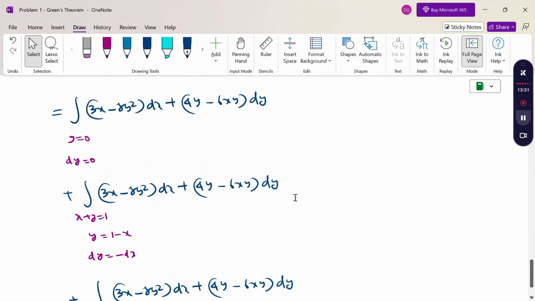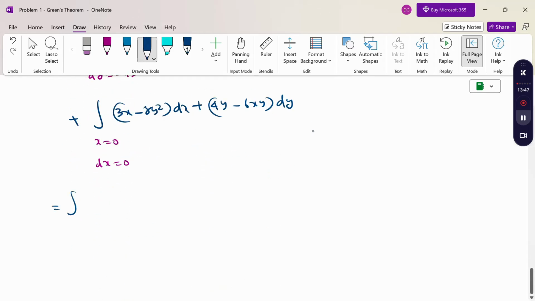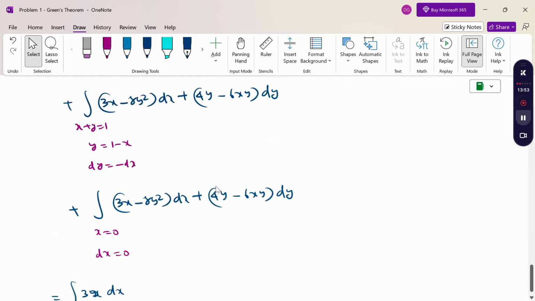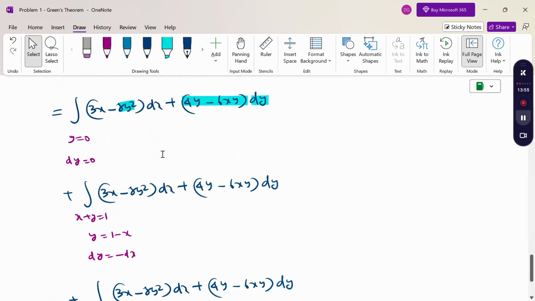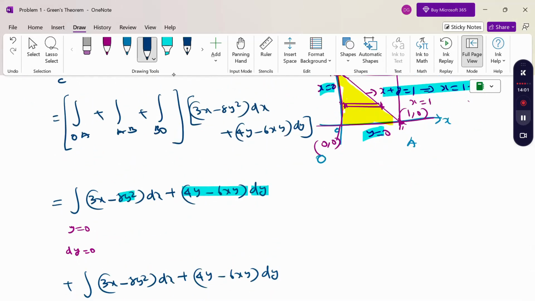What is the value? The first line: dy = 0, y = 0. When dy is 0, 0 into the whole term is 0. When y is 0, this term is 0. Therefore the integral is 3x into dx, other terms 0. For 3x, O to A, what is the x range from this equation? See, the first point is 0, 0 and the next is 1, 0. What does it mean? x from 0 to 1.